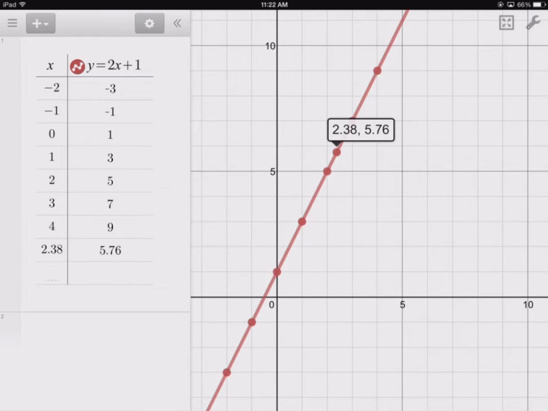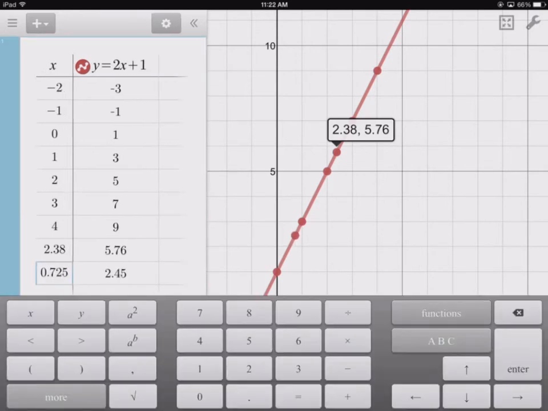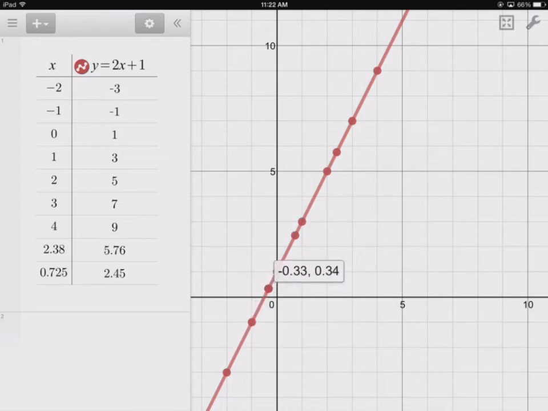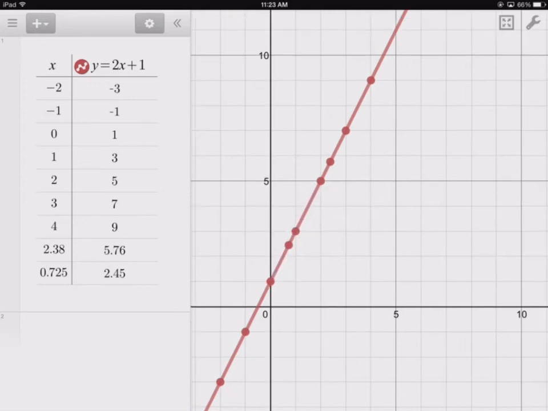Or we can make the input 0.725, and we get an output of 2.45. And if I drag my finger along this line, you see that there are all sorts of decimal input and output pairs that are possible. In fact, infinitely many of them. And so that's why this graph is the best way to capture every single solution to this equation, or every single input-output pair to this rule.